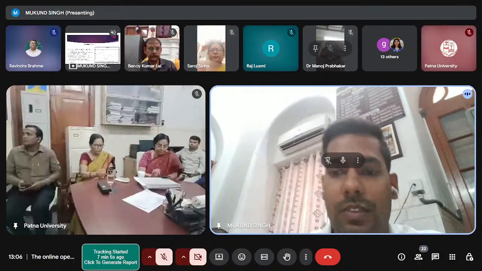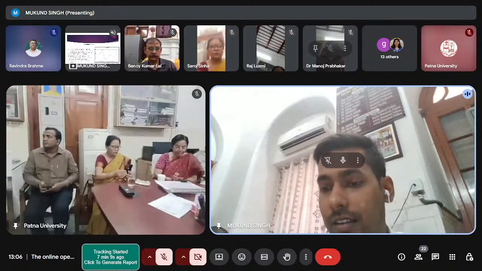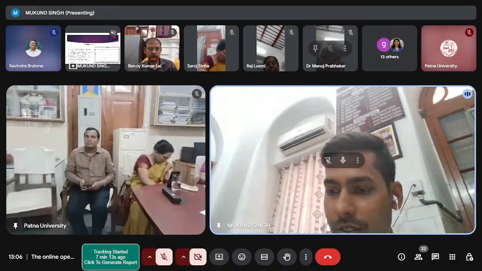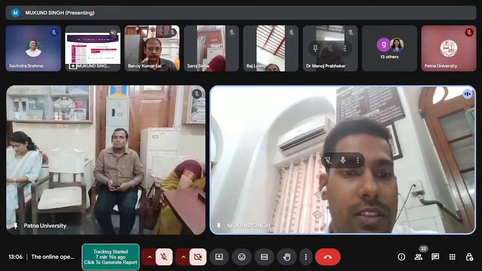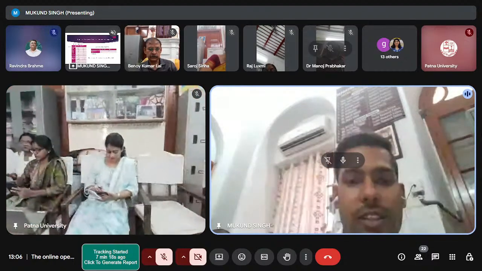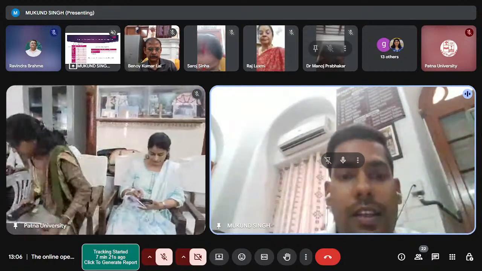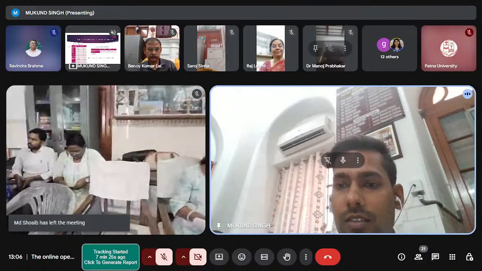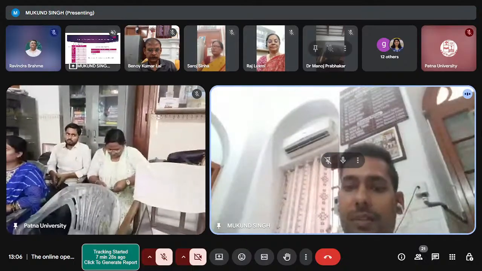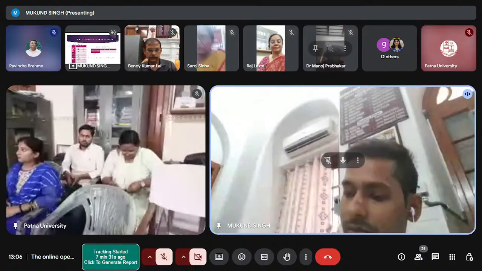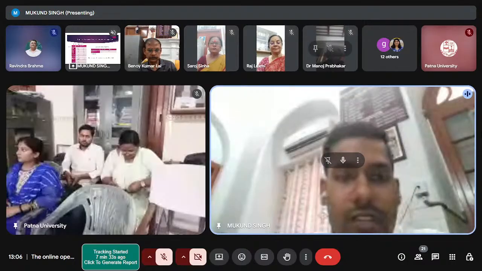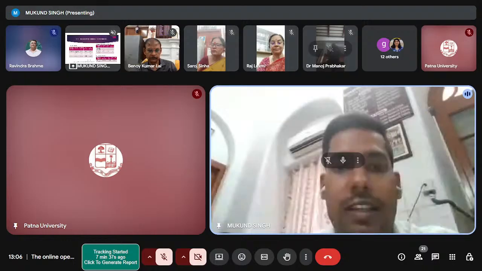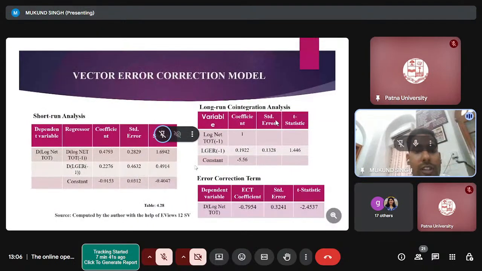Next part, net terms of trade. This graph shows the net terms of trade from 2005 to 2023. Now, descriptive statistics shows the mean of exchange rate 58.86 and net terms of trade is 120.01 indices. The correlation is negative between exchange rate and net terms of trade. Now, here net terms of trade and exchange rate have a co-integration in long run.